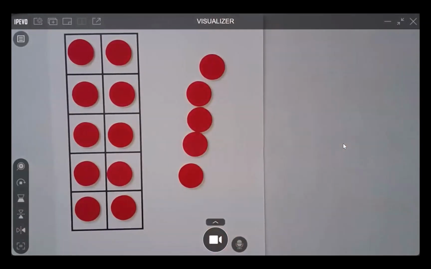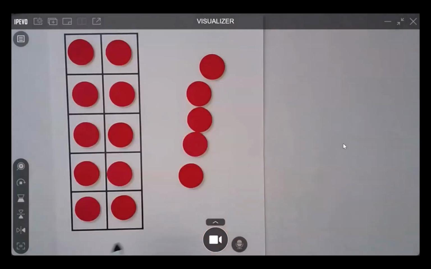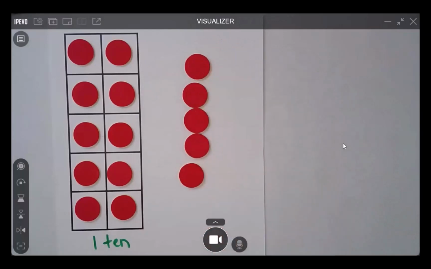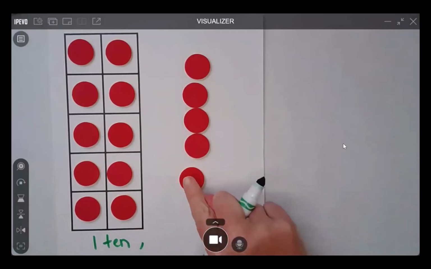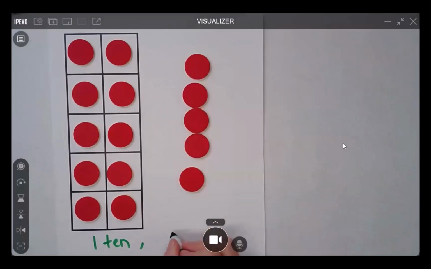So I'm going to write that on my paper. When I bundled a group of 10 ones, that now is 1 10. I see that I do not have enough counters to make another group of 10. So let's see how many ones I have left over. 1, 2, 3, 4, 5 ones.